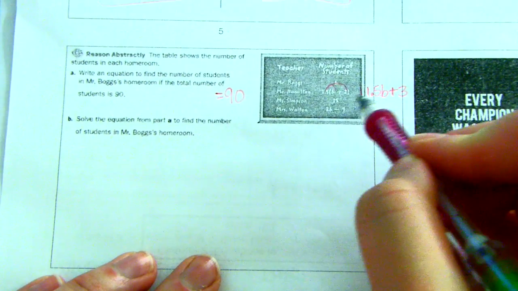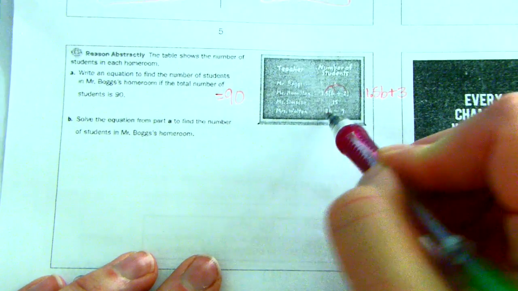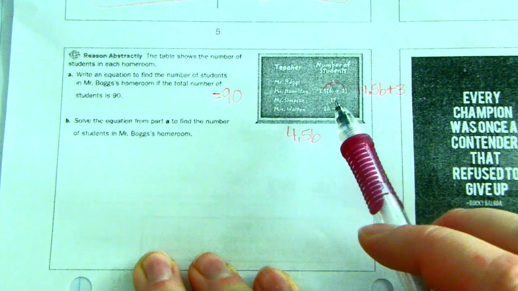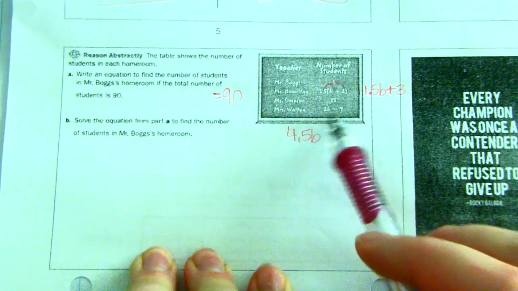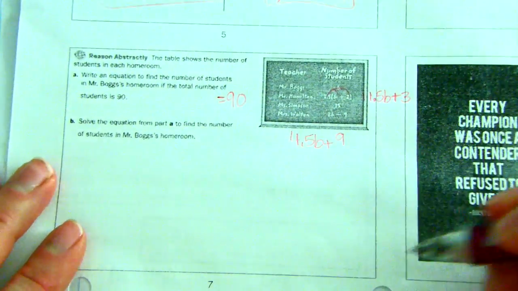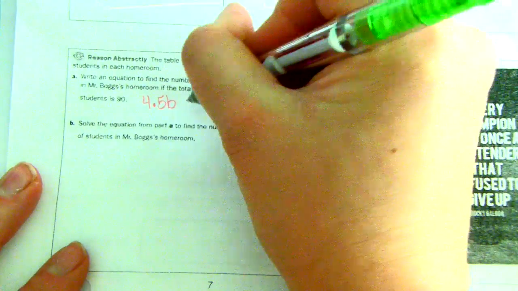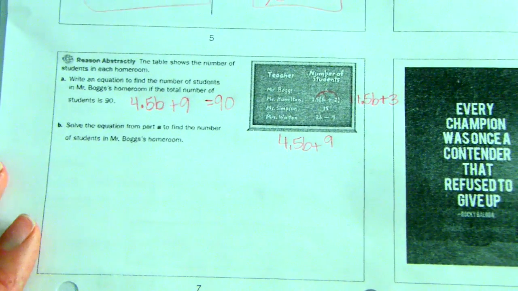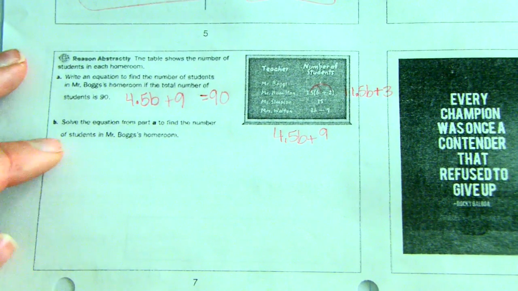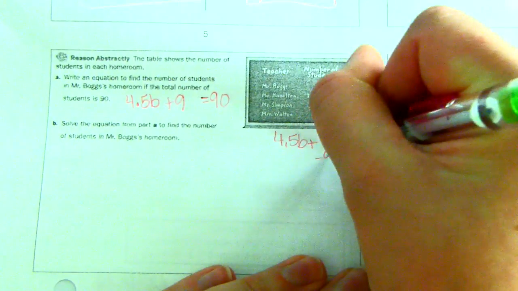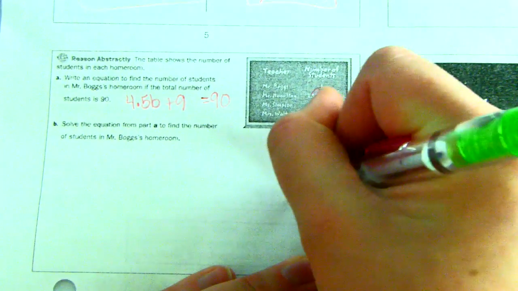So now I can add up all my b's. b plus 1.5b is 2.5b, nothing there, 3.5b, 4.5b. Now my constants. No constant here, 3 here, 15 here is 18. 18 minus 9 is 9. So we just added all those constants. So the final equation, the equation that we're going to solve, is 4.5b plus 9 equals 90. So solve the equation to find the number of students in Mr. Boggs' homeroom. I'm going to just write that down here.